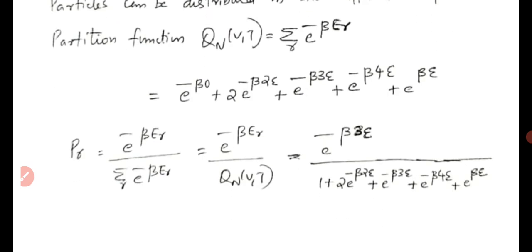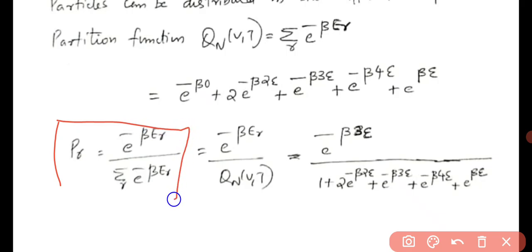So the formula for calculating the probability is this. Probability for a system to be in a state of energy ER is given by e to the power minus beta ER over this quantity which is the partition function, sigma R e to the power minus beta ER. So we calculate the probability.